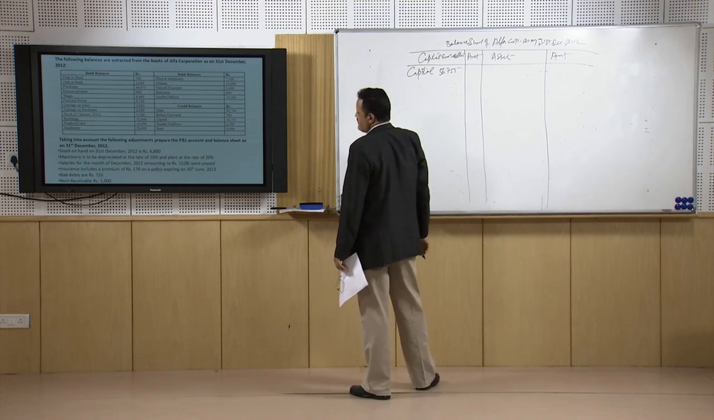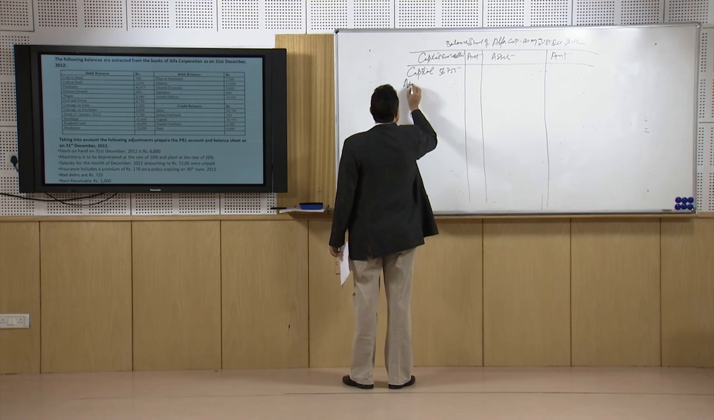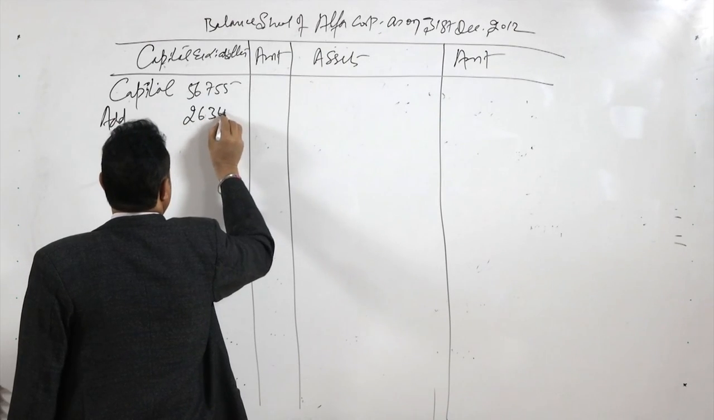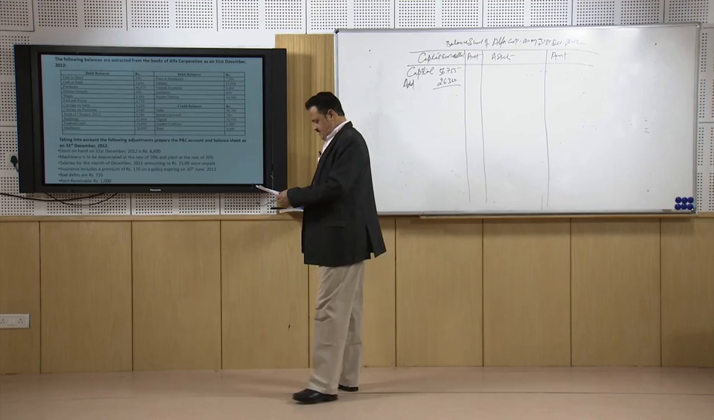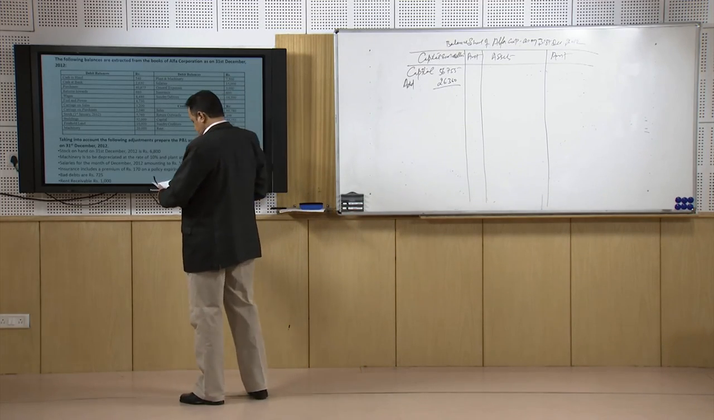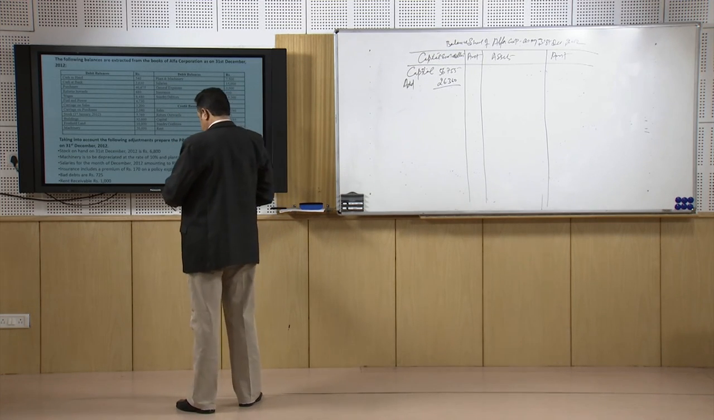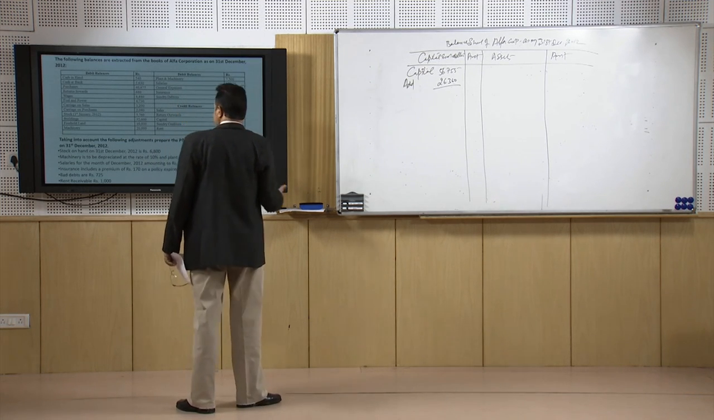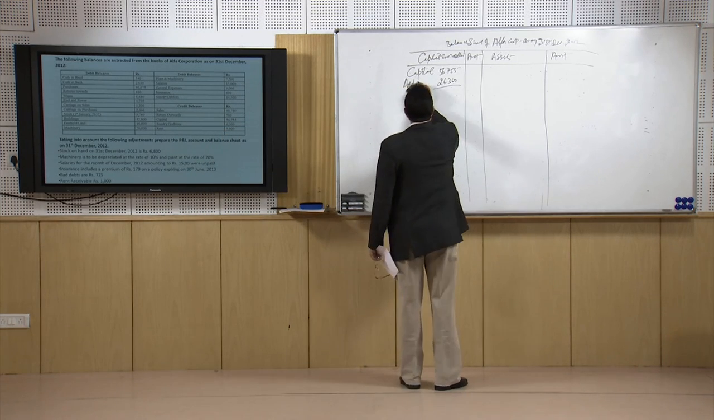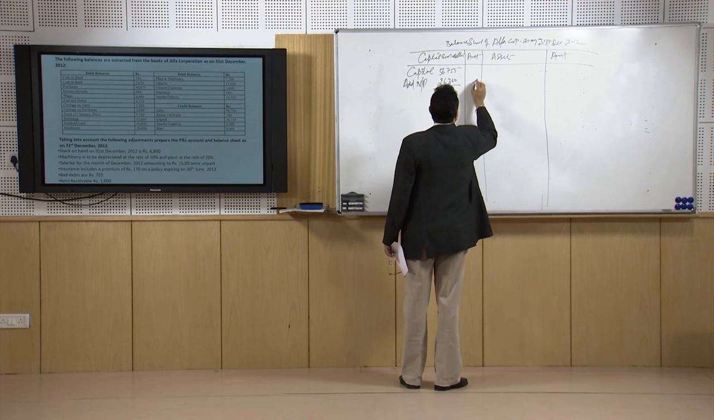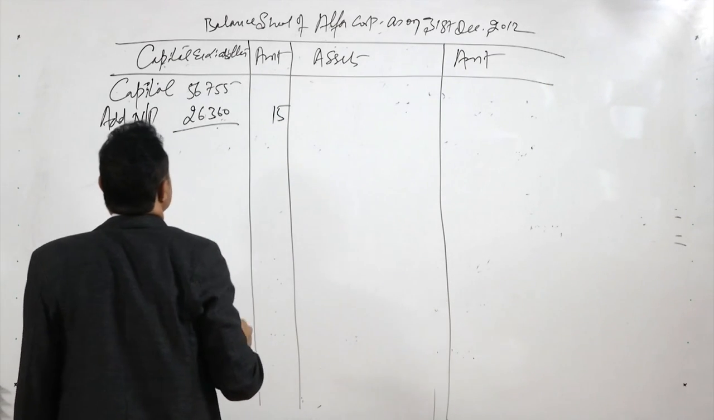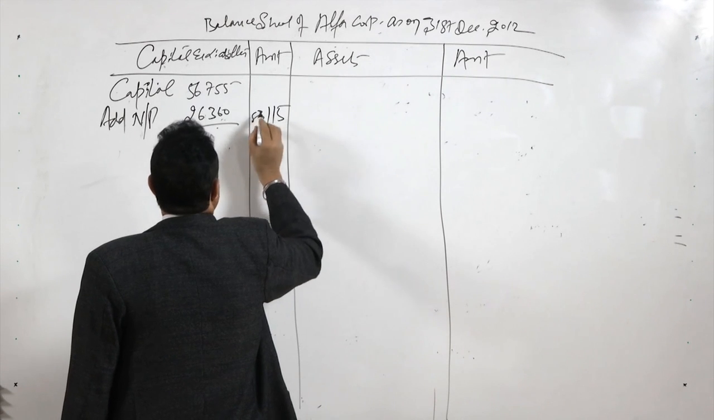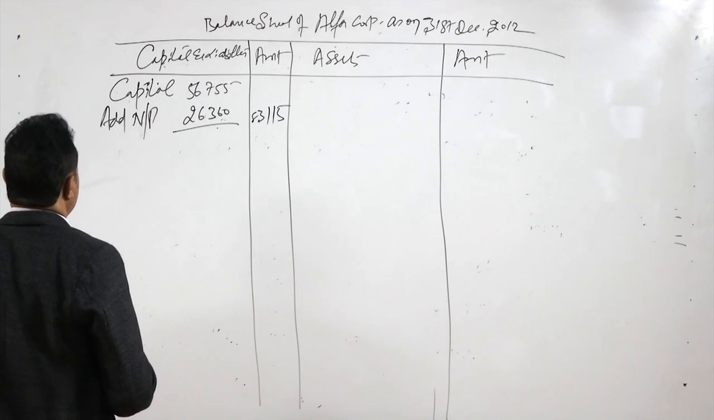56,755. This is one. In this, we will have to add the net profit. And what was the net profit we had already calculated? 26,360. Are there any drawings or any other information pertaining to drawings? If that is there, then we will have to take that into account. But if that is not there, then that can be ignored. There is no other information, so it means there is no drawings. So you have to add the net profit, and the total is 83,115, the total capital of the business.